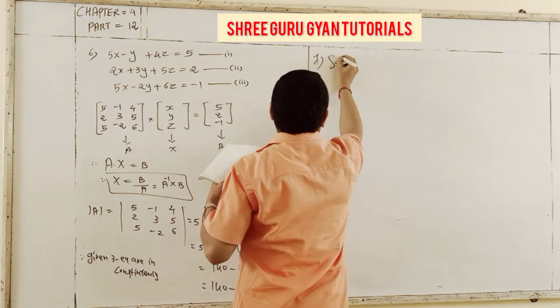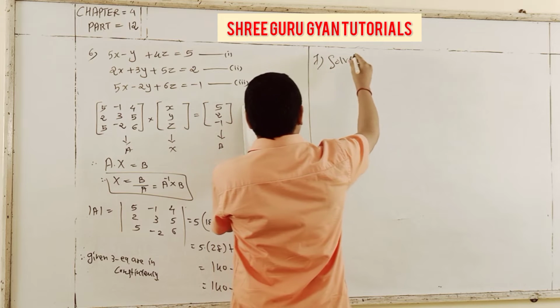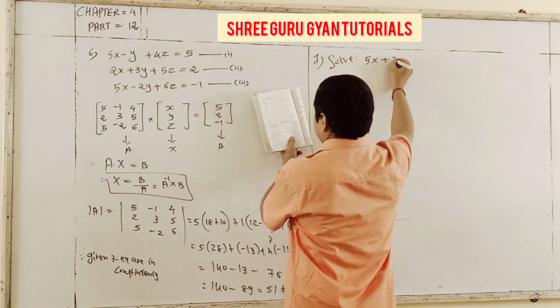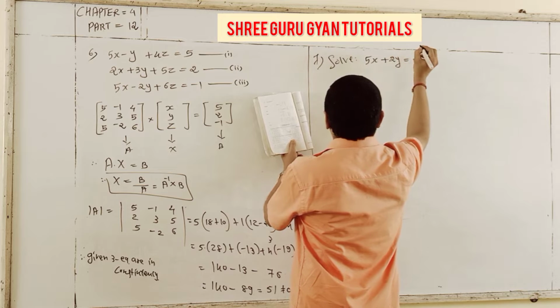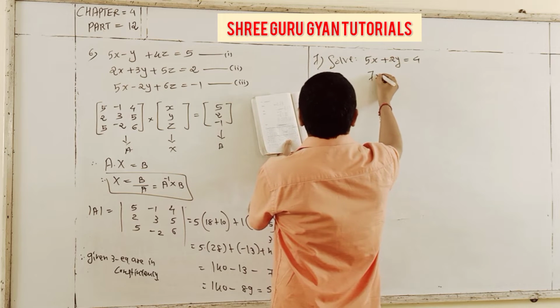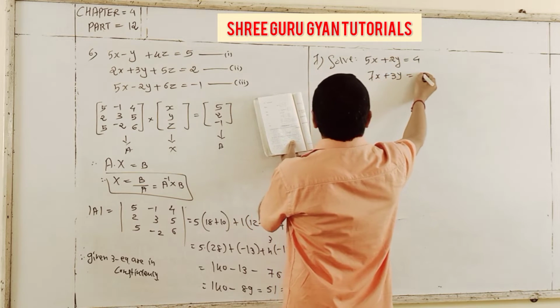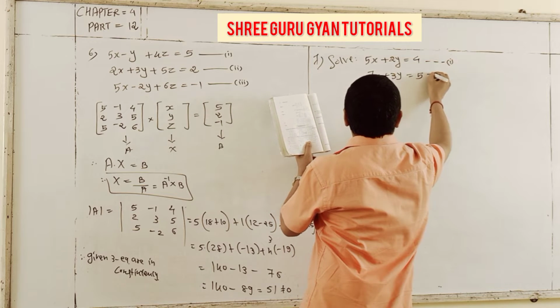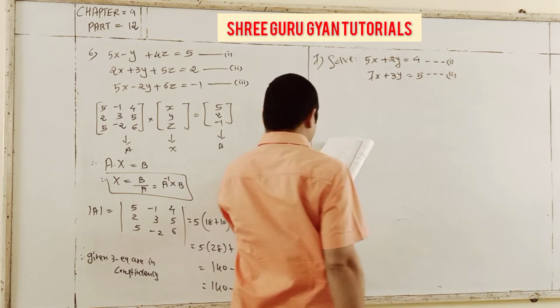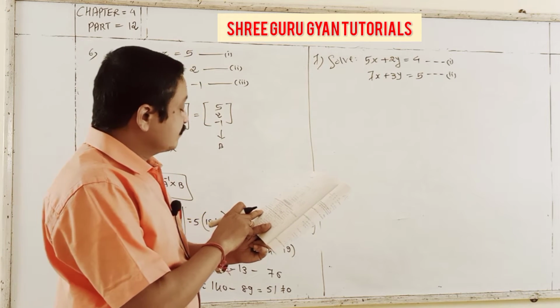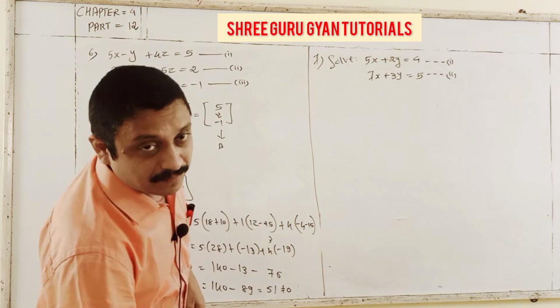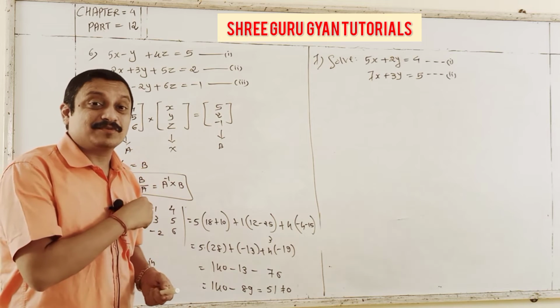Solve by matrix multiplication: 5x plus 3y is 5, 5x plus 2y is 4, and 7x plus 3y is 5. Statement 1, statement 2. Again, 5x plus 2y is 4 and 7x plus 3y is 5. Simple, just convert to matrix form.